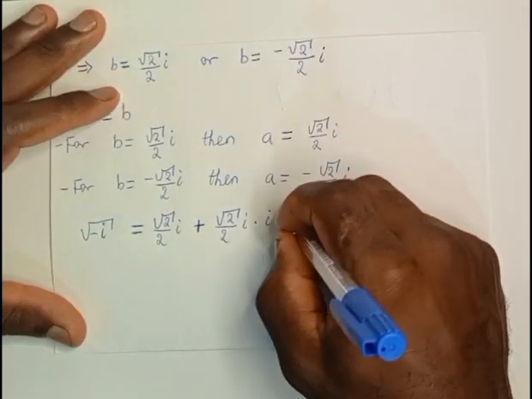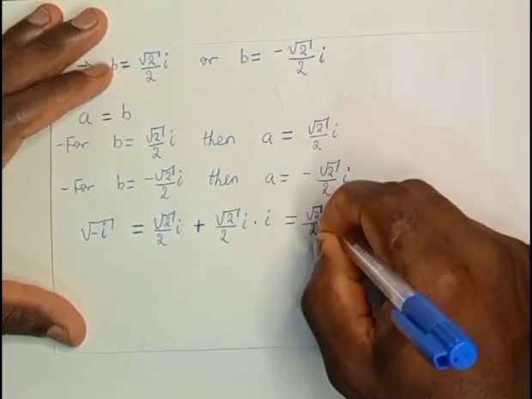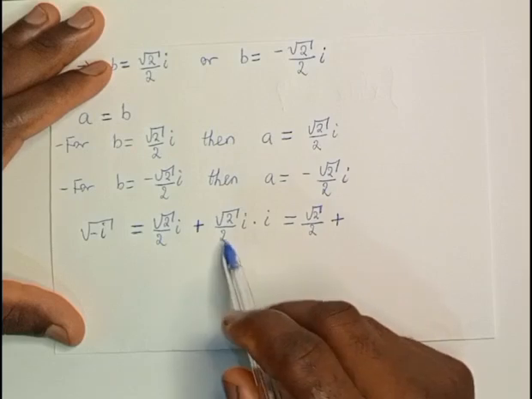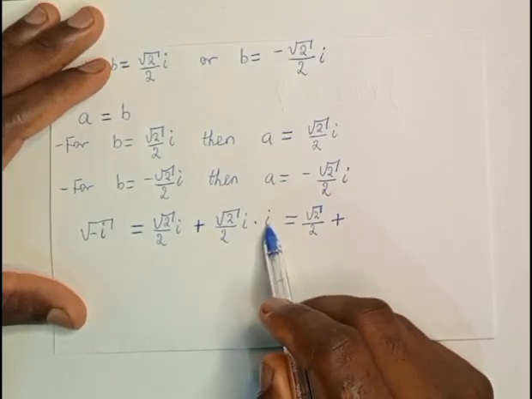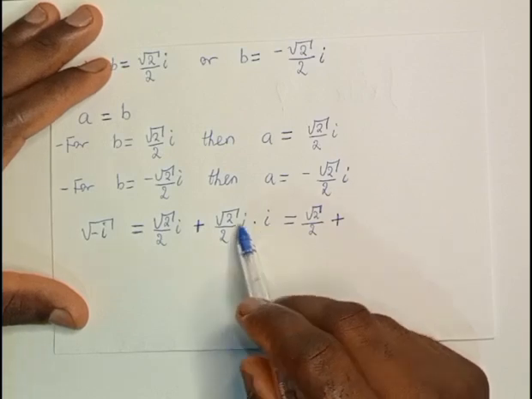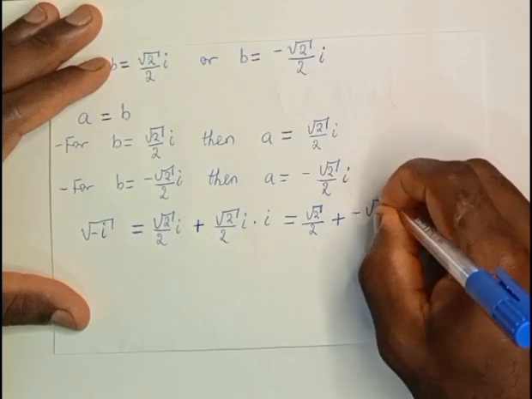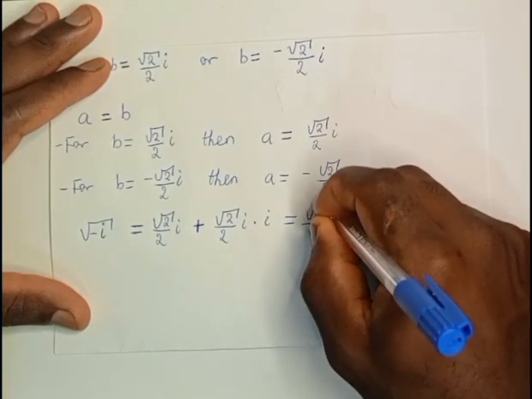This will simply be equal to root 2 over 2 plus root 2 over 2 i times i, which gives us i squared. i squared is simply equal to -1. -1 times root 2 over 2 gives us negative root 2 over 2. There is i here.